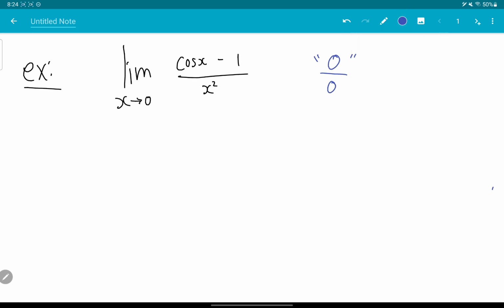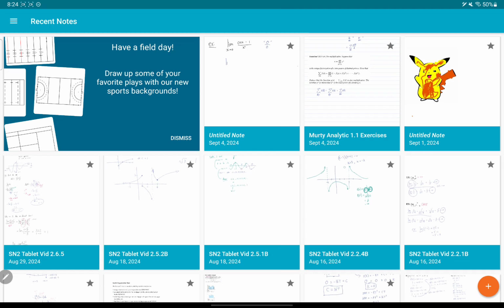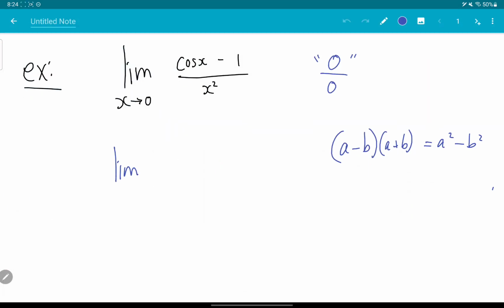What am I going to do? I'm going to do some fancy footwork here. I'm going to multiply the top and bottom in a way that uses the difference of squares formula. It's kind of like rationalizing the numerator. So I'm going to do this thing, where a is cos x, and my b is 1. So I'm going to try to exploit this difference of squares formula.